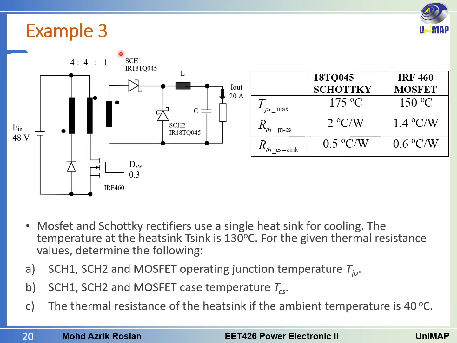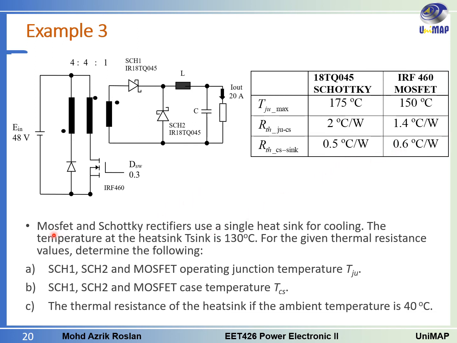This is example number 3. In this example we are still using the forward converter. Then we are given several thermal characteristics. The first is the maximum junction temperature for the Schottky and for the Mosfet, and then we are given the RTH junction to case for both Schottky and Mosfet, and then the RTH case to sink for both of them as well.